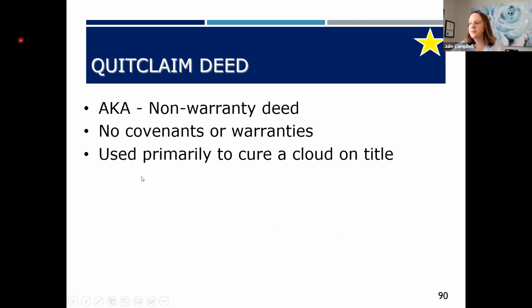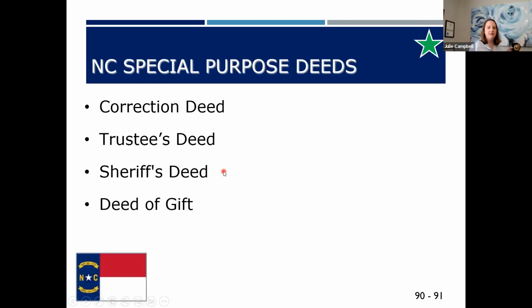The last types of deeds that we have are listed there for you on pages 90 and 91. I didn't list all of them here. It's more important to me that you write down 90 to 91. So just to have a general idea, you see the green star there. We have some other deeds that may be used in North Carolina, special purpose deeds. If we have to fix a mistake, we can either use a quitclaim deed or we can use something called a correction deed. That may be up to the attorney or the judge to determine what deed we're going to use to fix that mistake.